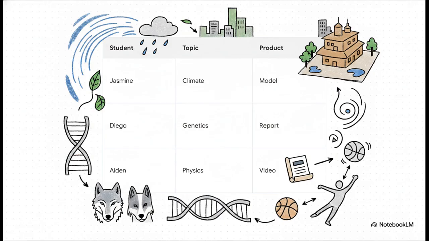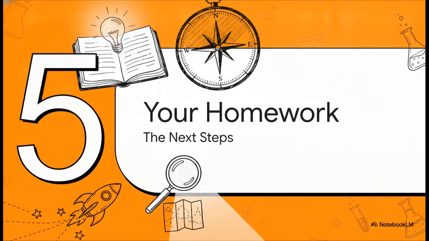Brilliant, right? Then there's Diego. He was super into genetics, so he connected animal traits and survival by comparing wild wolves directly to domestic dogs. And Aiden? Huge sports guy, specifically basketball. So he brought in physics and Newton's laws by making a video that tracked the raw jump force of different athletes. They just took what they already loved, connected the science, and picked the absolute perfect format to show it off.